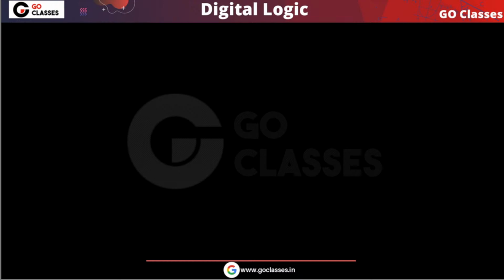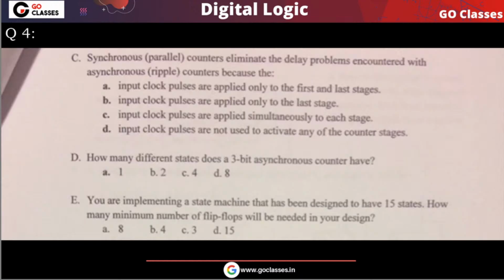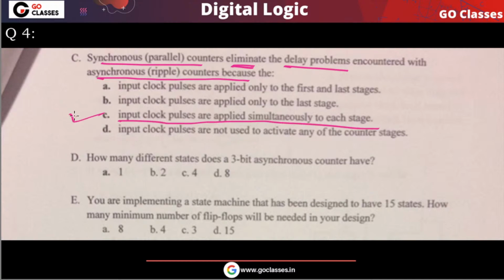Very simple. Now tell me the answer for this question. These are some simple questions. What is the answer for question number 4? This we have already seen. The synchronous counter will eliminate the problem of cumulative delay. In the synchronous counter we don't have the cumulative delay problem, because the ripple counter has the cumulative delay problem, and the reason is very simple: input clock pulses are applied simultaneously to each flip-flop.